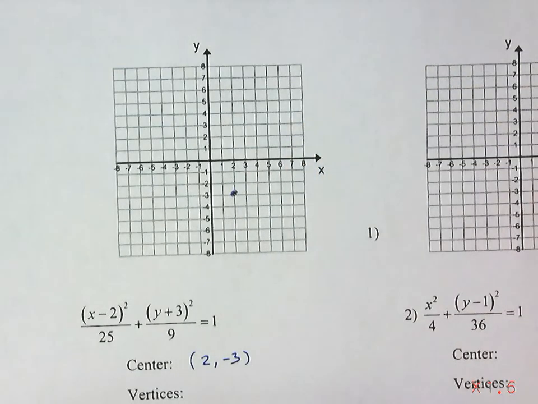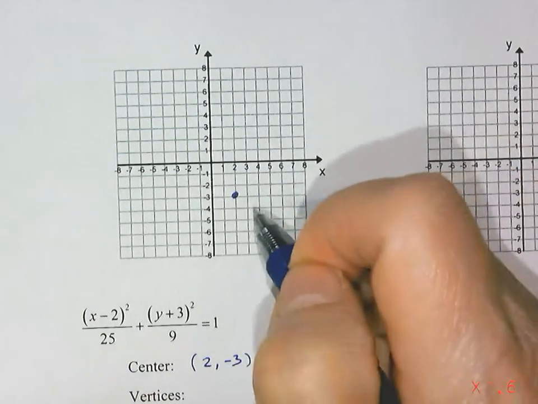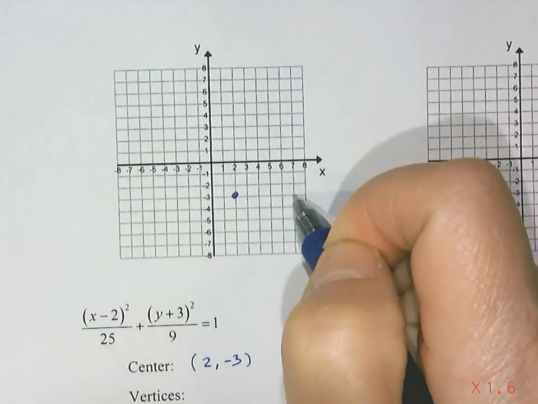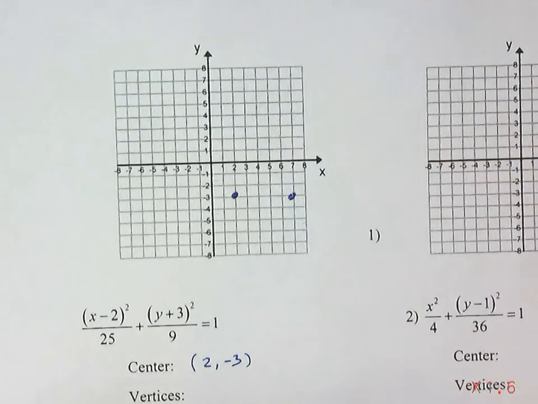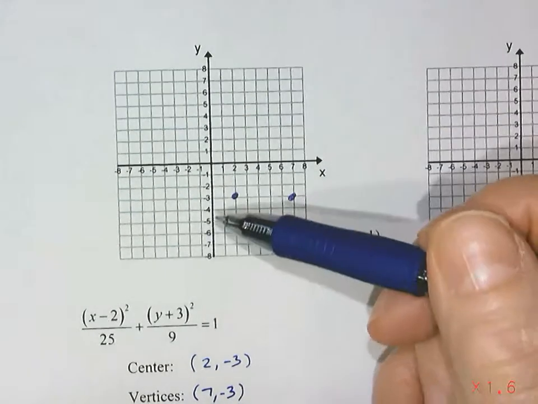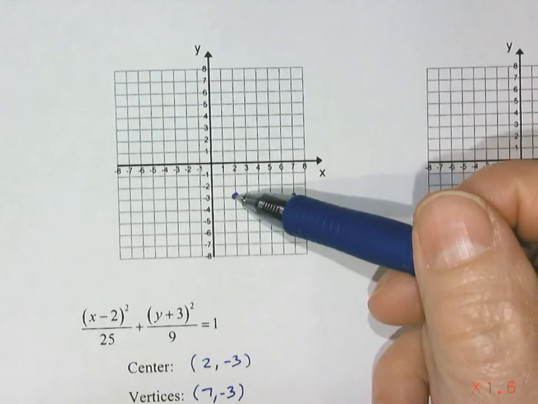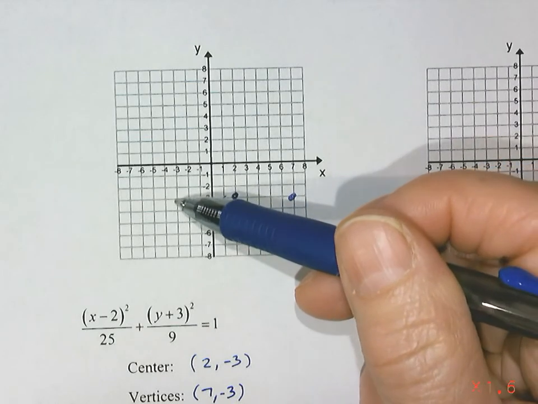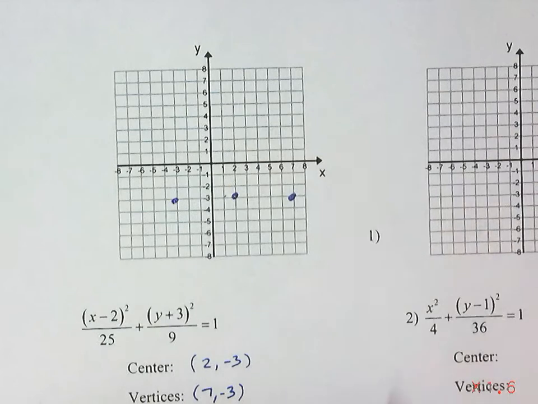I'm going to go ahead and find my vertices. Remember, my vertices are along the major axis. My major axis is along the x, so I'm going to go the square root of 25, 5 to the right. And that is the point (7, negative 3). And I'm going to go 5 to the left from the center, so it's going to be this point here, (negative 3, negative 3).